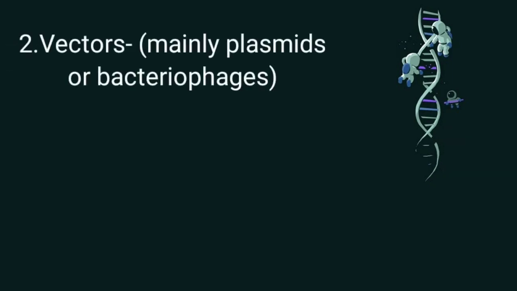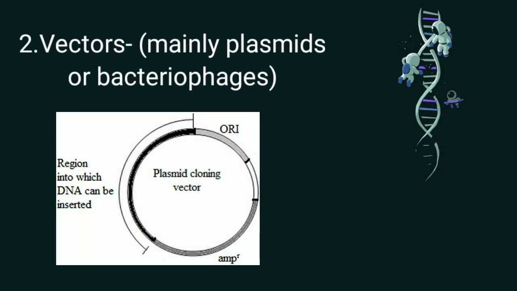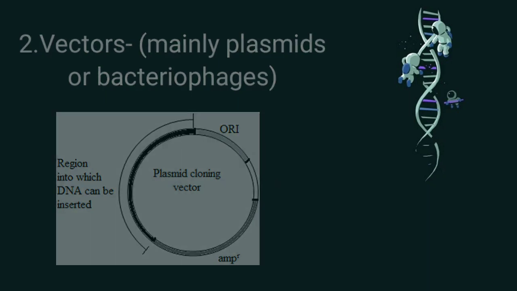The second tool, vectors. Vectors are vehicles that carry the gene of interest into the host organism. Several types of vectors have been developed. The most commonly used vectors are plasmids and bacteriophages. A vector must contain the same restriction site that is found within the desired gene for facilitating gene integration. Besides, vectors should also carry sequences for selection and identification, such as a gene for antibiotic resistance and a cloning site.